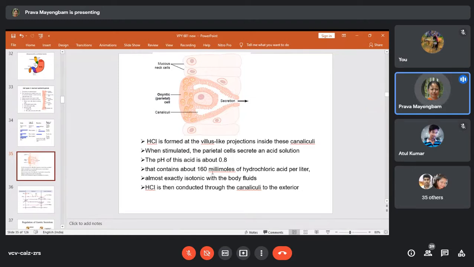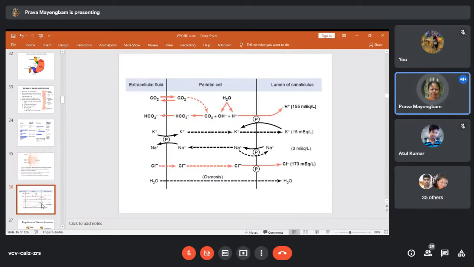It contains about 160 millimoles of hydrochloric acid per liter, almost exactly isotonic with the body fluids. So the HCl secreted from the parietal cell is isotonic with other body fluids. The HCl is then conducted through the canaliculus to the exterior. How it is secreted, I will explain that molecular mechanism.